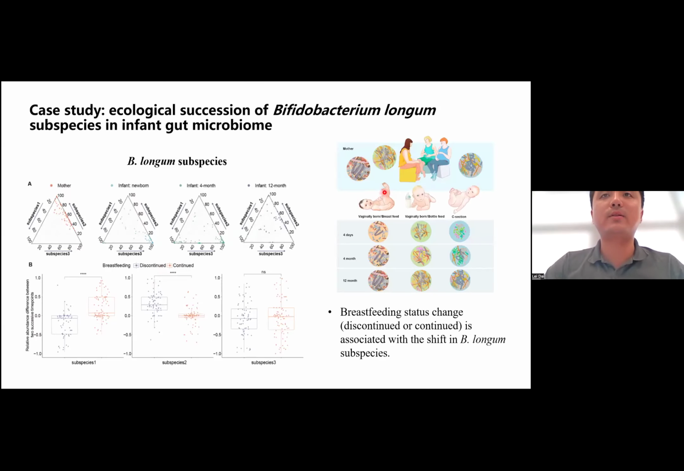And so let's get back to, say, the infant data. In this data set, each infant has 3 different time points: right after they were born, 4 months, and 12 months. And what we found was that for this probiotic, Bifidobacterium longum, we inferred there are 3 different subspecies. And after breastfeeding, subspecies 2 went down. So if you only have species level information, then you don't really know the subspecies, right? Once you have strain level information, then you find out actually on strain level, there's ecological succession. Subspecies 2 went down. Okay, so why?